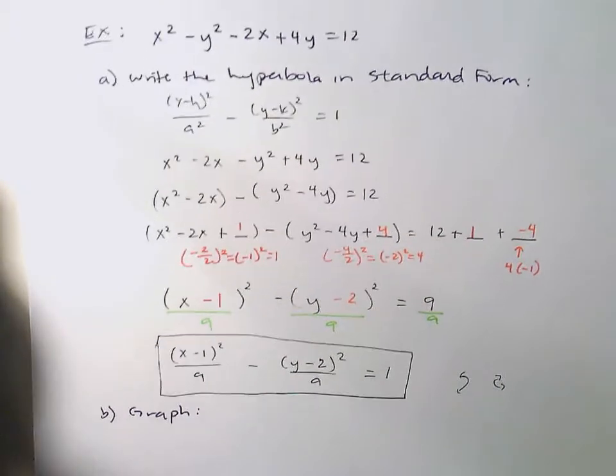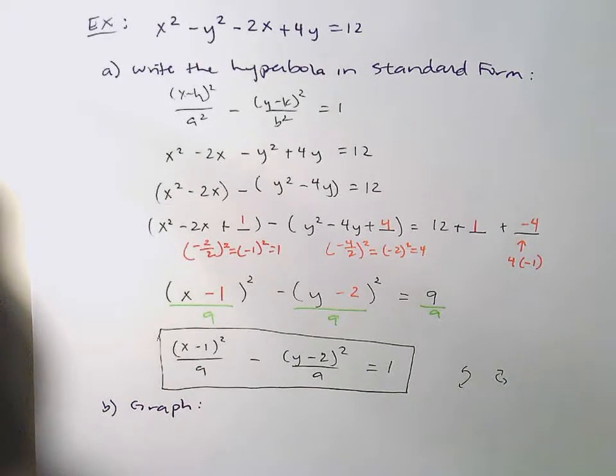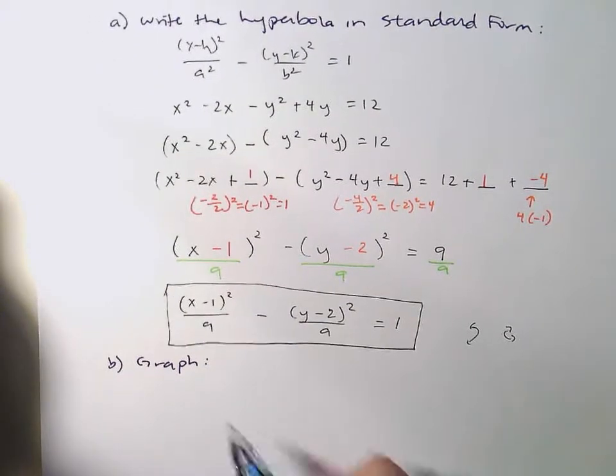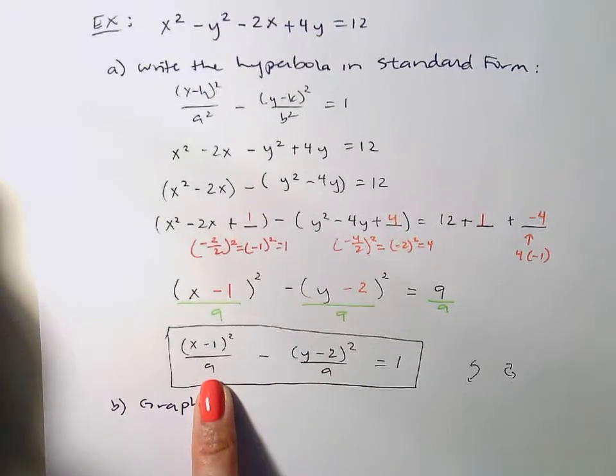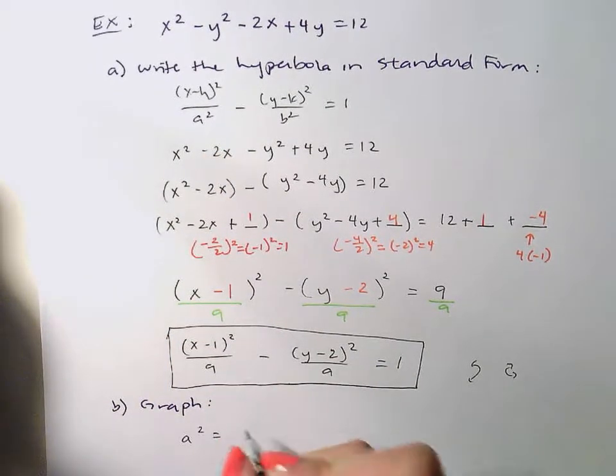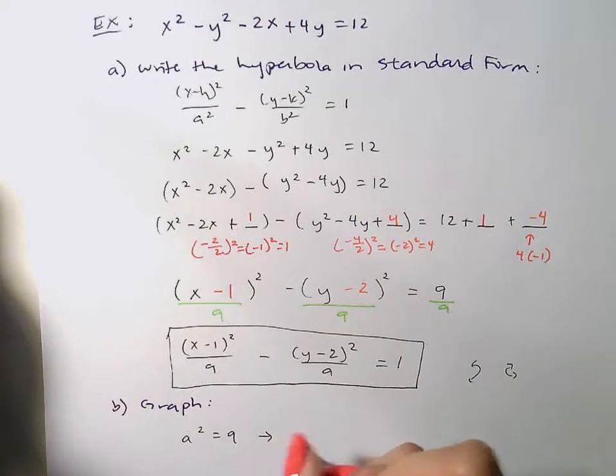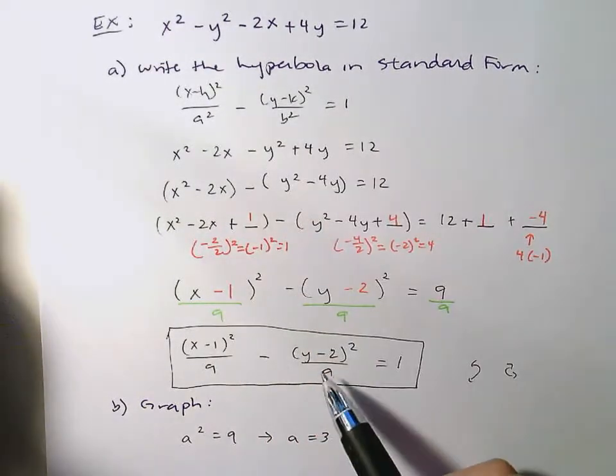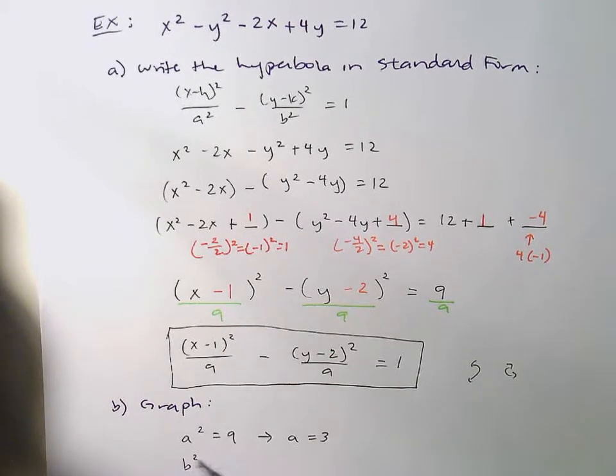Let's go ahead and find the vertices. Let's find the center. Let's find the A and also find the B. So we know that this A squared is equal to the 9. So let's solve for A. A squared equals 9 means that A is equal to 3. And B squared was equal to 9 also in this case. So B squared equals 9 means that B is equal to 3.